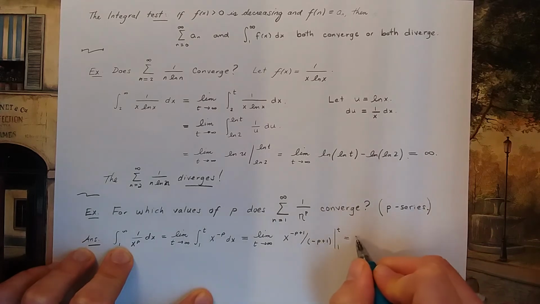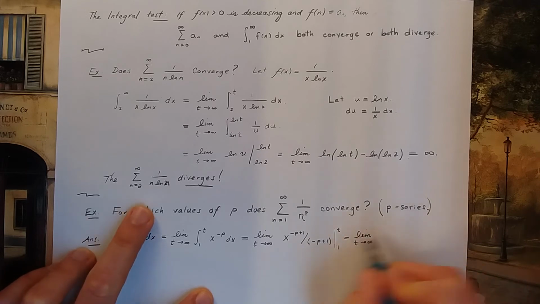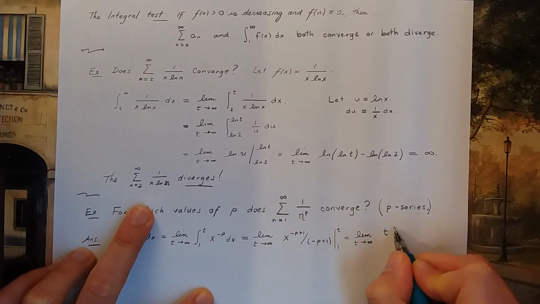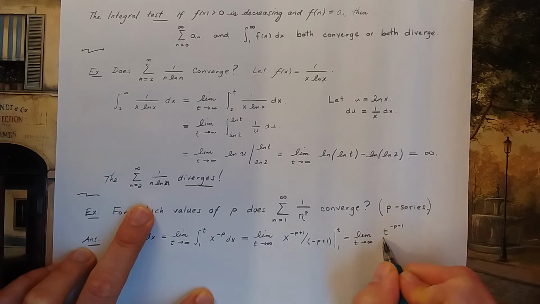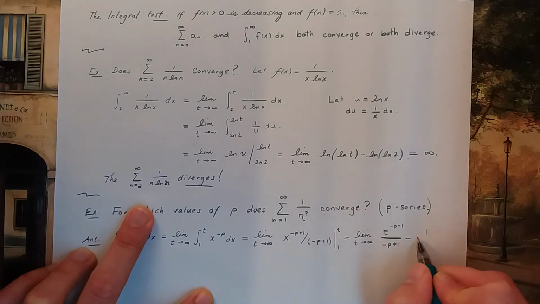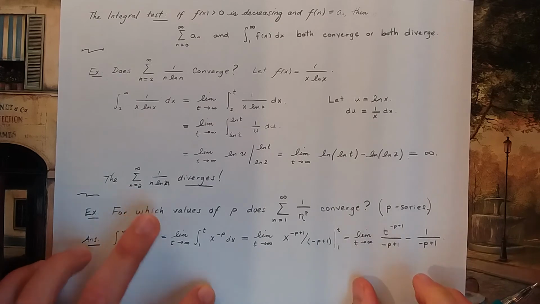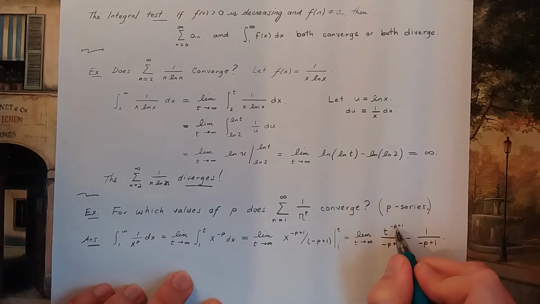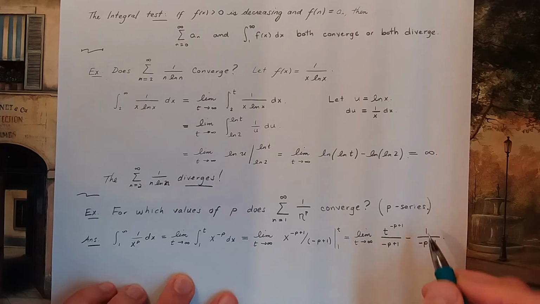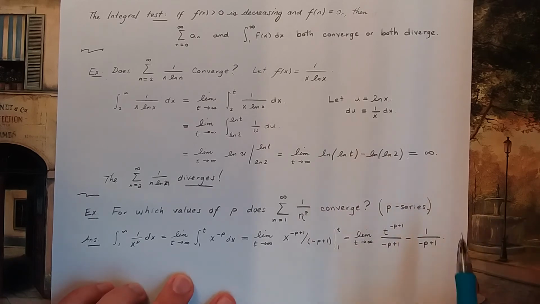So I have the limit as t goes to infinity. Plugging in t, I get t to the negative p plus 1 power over negative p plus 1. And then I subtract and I plug in 1. So that's what I find. Now pay attention to this next step because it's a little tricky for some people. In my experience teaching this course, I know that some students get a little tripped up, so watch out for what I'm about to do.